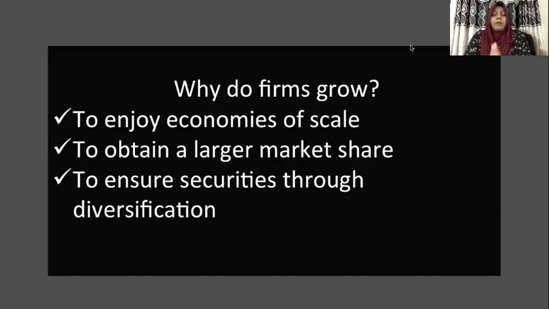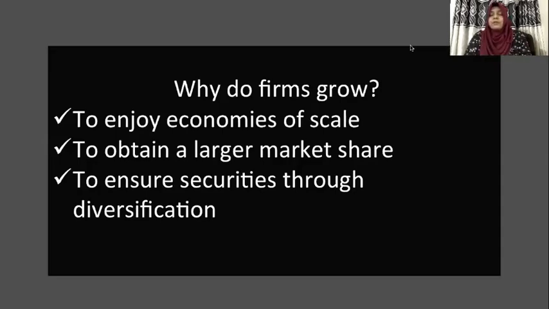So one of the important reasons why large firms wish to expand is to ensure security, or to maintain their position in the market by providing a variety of goods. As a result, their market position can be improved. So basically, there are three reasons for firms' growth: economies of scale, obtaining market share, and ensuring security through diversification.